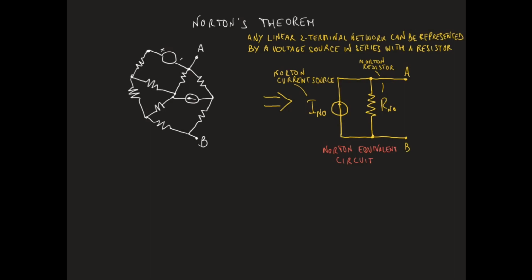In particular, if the two circuits are equivalent, then the short circuit current between nodes A and B in the starting network will be the same as the short circuit current between nodes A and B in the equivalent circuit. Again, by short circuit current between nodes A and B, we mean the current flowing between node A and node B when the two nodes are connected with an ideal conductor.